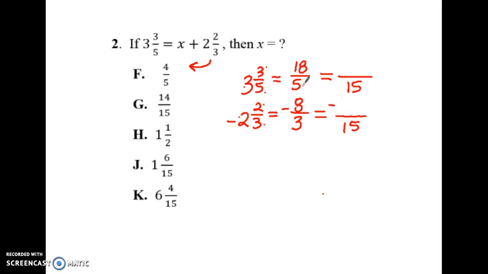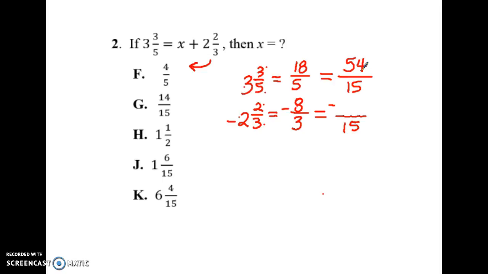And to do that, with the first one, I ask myself, how many times will 5 go into 15? And that's 3 times. So since 5 times 3 is 15, 18 multiplied by that same 3 will give me a new numerator of 54. So I've created an equivalent fraction with a denominator of 15.